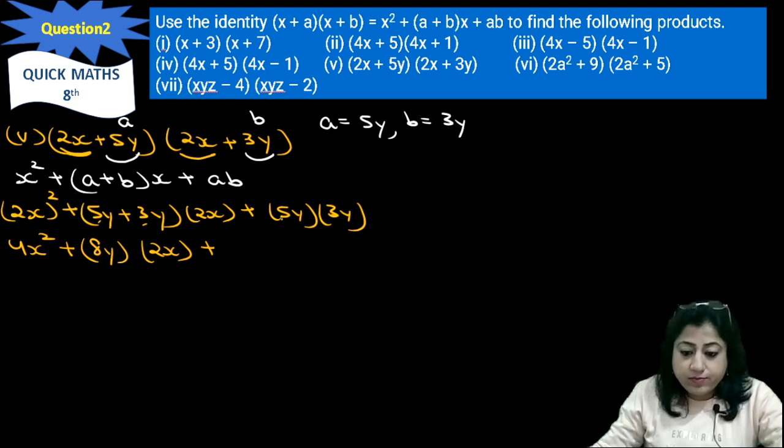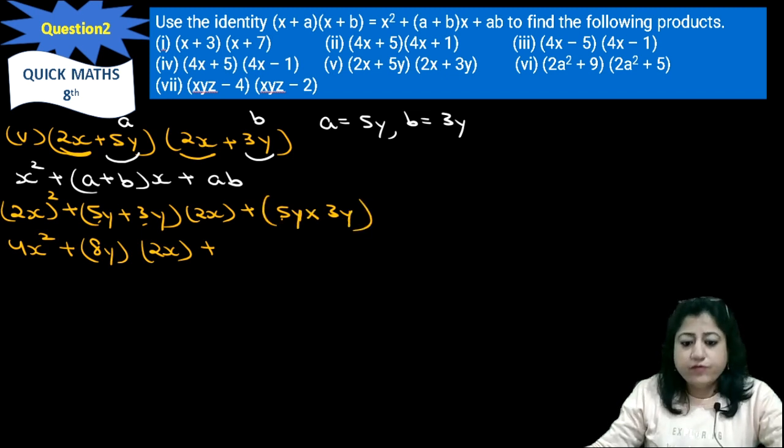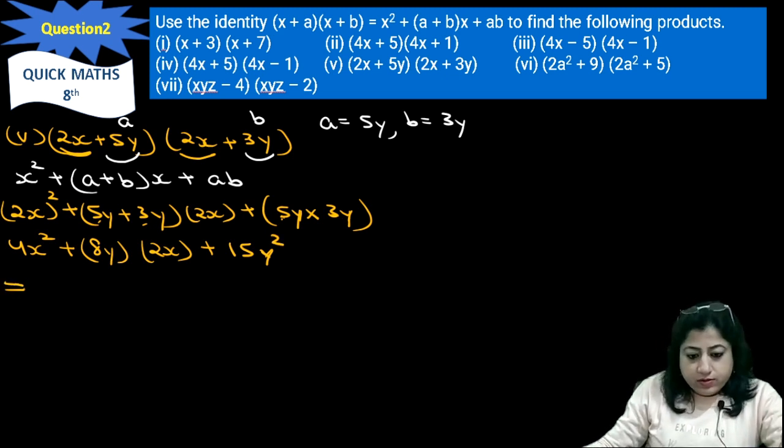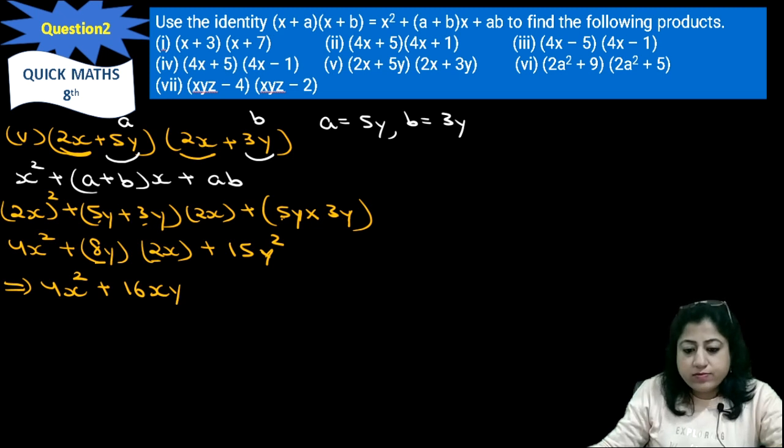We can write here the sign of multiply. So it will be 5y multiply 3y. So 5 3 the 15. Y the means y multiply y 2 times. Y is being repeated twice, so power will be added. So it will be y square. Now 4x square plus 8 to the 16. X and y are not like terms, they are unlike terms. So it will be 16xy, and this is 15y square.